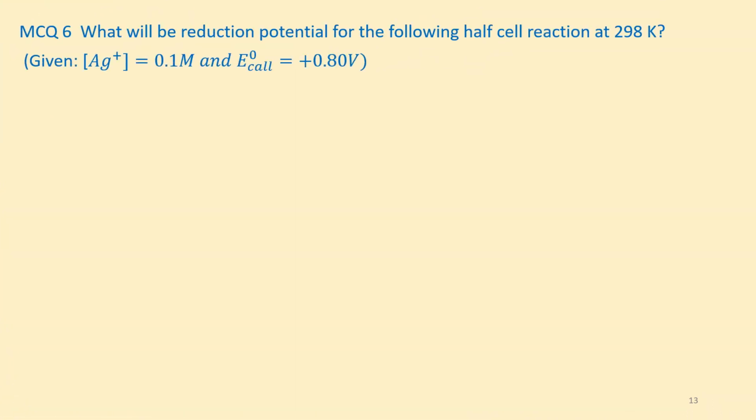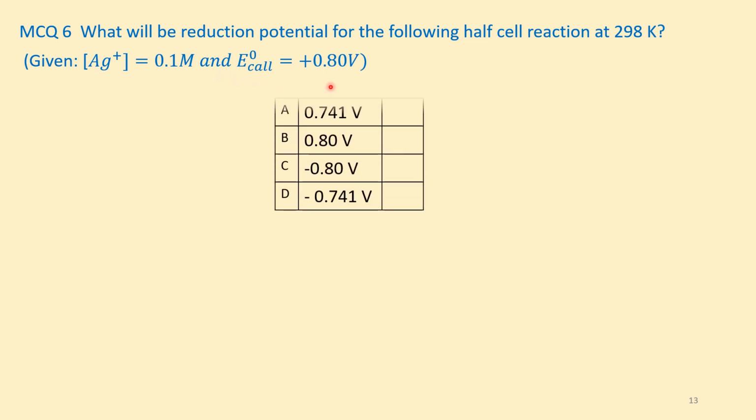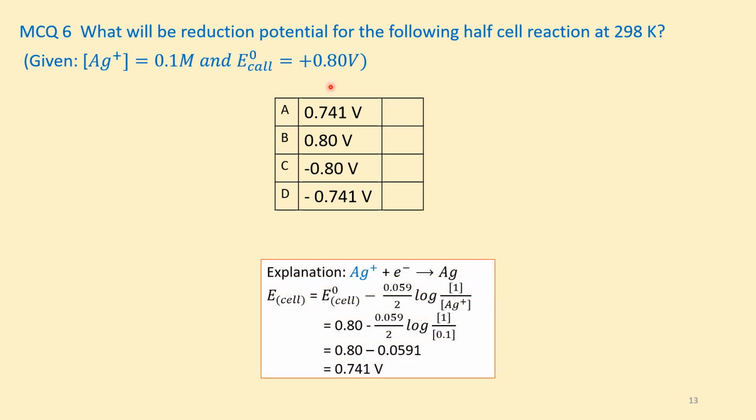Next question. What will be the reduction potential for the following half cell reaction at 298 Kelvin? Given Ag plus is equal to 0.1 molar and E naught cell is equal to 0.80 volts. Four options are given and you have to make some calculations. The given equation can be written as Ag plus gains one electron to form Ag.